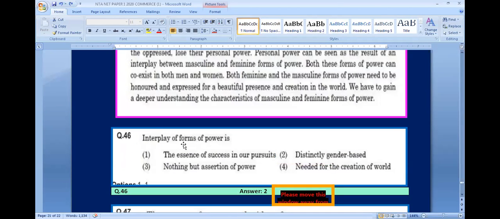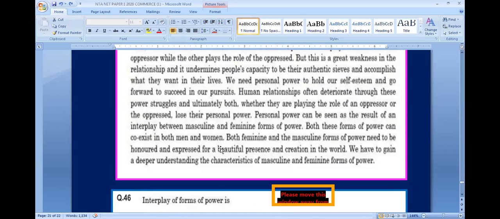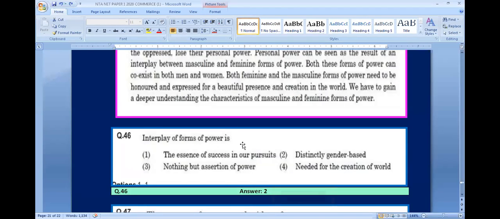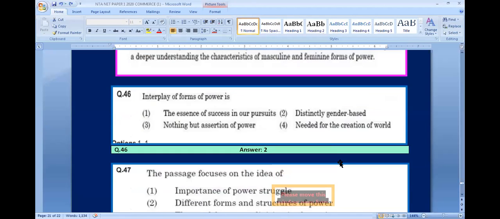Interplay of form of power is dash. Here it is: the form of power can coexist in both men and women. Okay, so what is it? Distinctly gender based. Answer is 2 in this way.